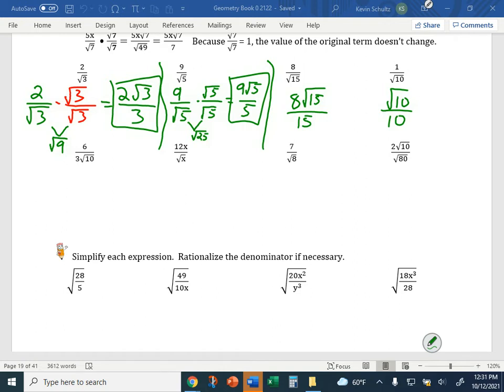6 over 3 root 10. Okay, we have some options here. Can we do any simplifying before we start? What can we simplify here? You can, if you want to, simplify the 6 and the 3 here, right? To give us 2 over 1 root 10 or just root 10. Okay? If you do that, multiply by root 10 over root 10, you get 2 root 10 over 10. Are we done?